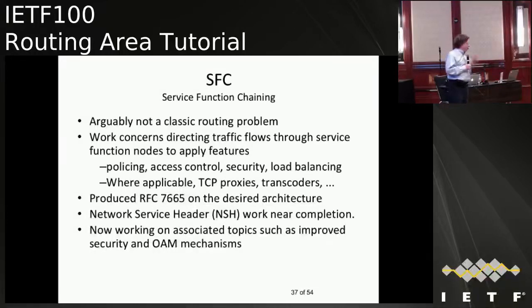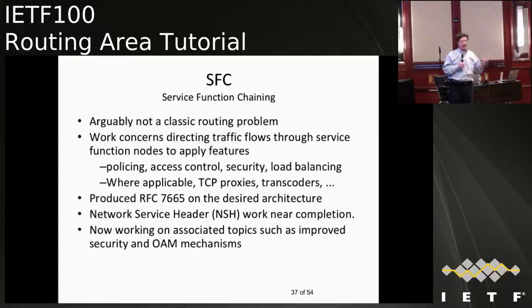You don't want to have all of the packets from all of your users going to all of your functions. Makes scaling really, really bad. So service function chaining is a way to control which packets visit which services. RFC 7665 describes the architecture.